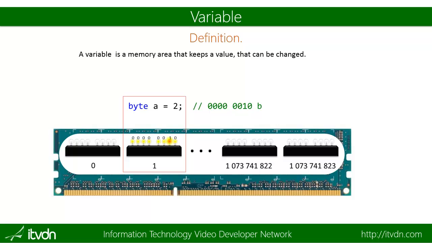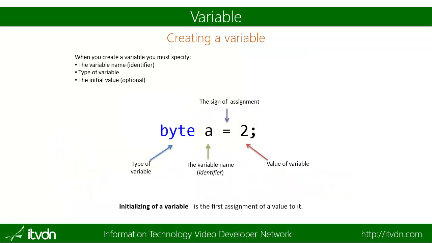Okay? Let's take a look at the different parts of a variable. What do you need to create a variable? Creating a variable is easy. When you create a variable, you must specify 3 things. First, you must specify the type of the variable, the name of the variable, and the initial value. The initial value is how we assign a value to it. It is like how we initialize the variable. Remember that about initialization of variables.